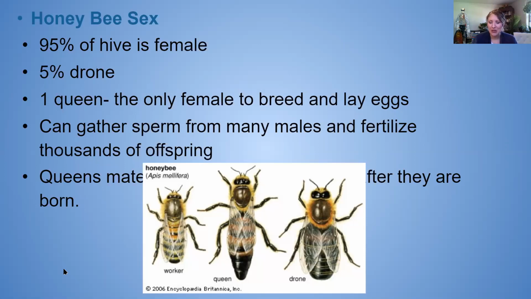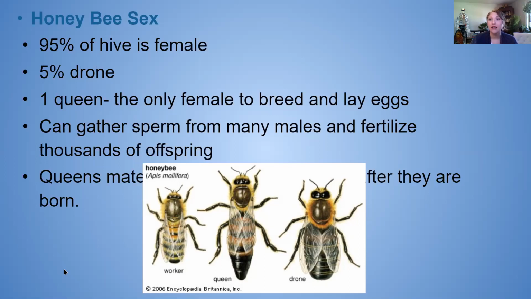Honeybee sex is really interesting. We know that 95% of the hive is female, and there's only 5% that are drones. Those are the males. But the drones are not those that fertilize their own hive. Drones will never fertilize anybody from their own hive because they are actually sisters and brothers of each other. So the drone's main job is to eat a lot of honey, get really, really fat and strong, and then fly away and fertilize somebody else's hive.